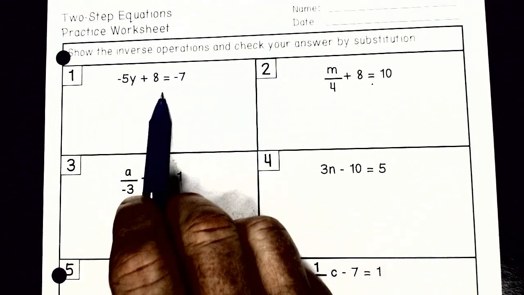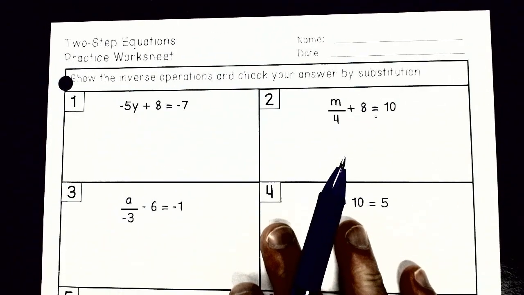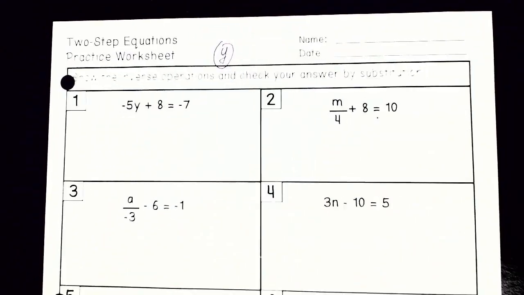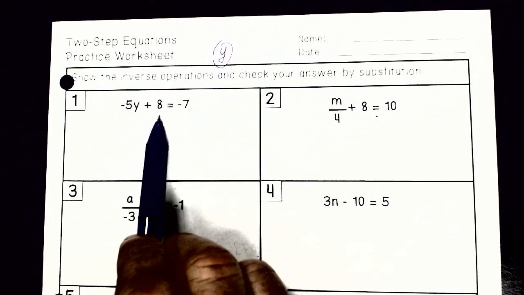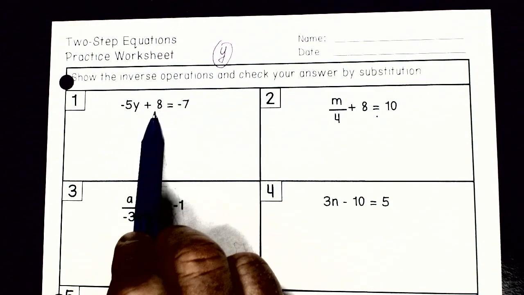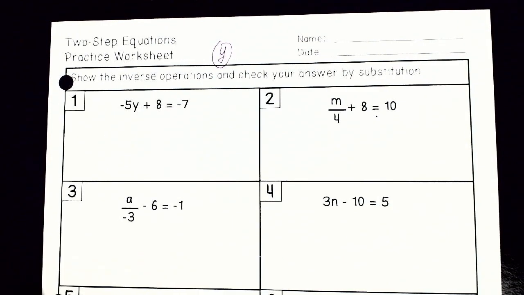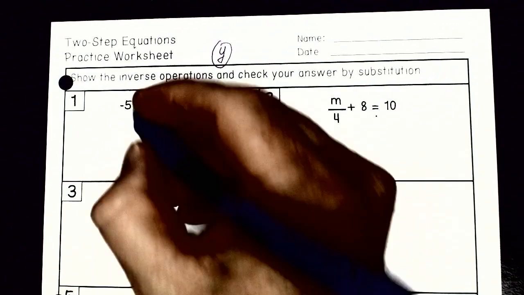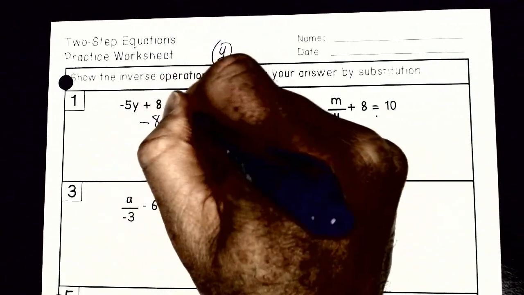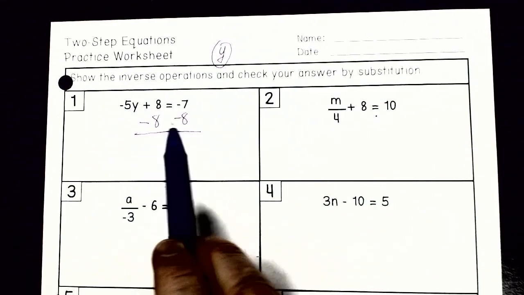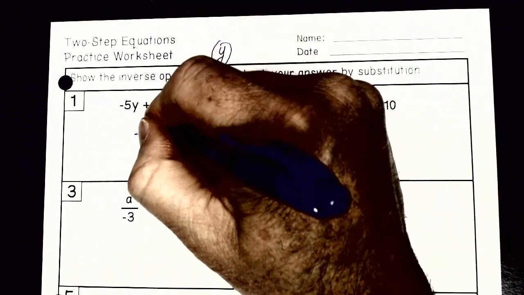Two-step. My goal is to get y by itself. So let's look at the left side. I've got a plus 8. I've got a minus 5. This is a plus 8, so I'm going to take the opposite of that. I always want to get rid of this part first. The opposite of plus 8 is minus 8. And don't forget, if you do something on the left side, you've got to do the same thing on the right. This goes away to a 0.